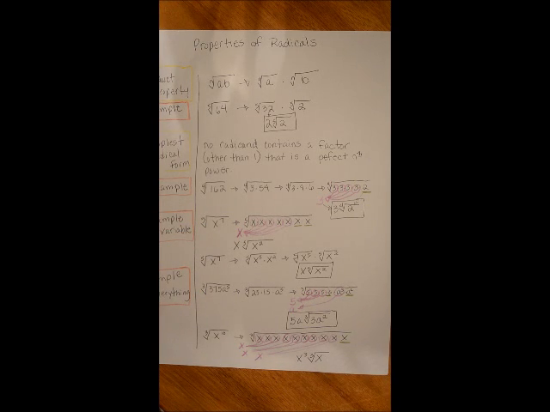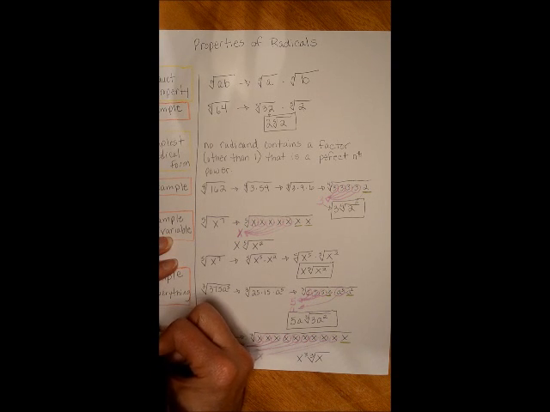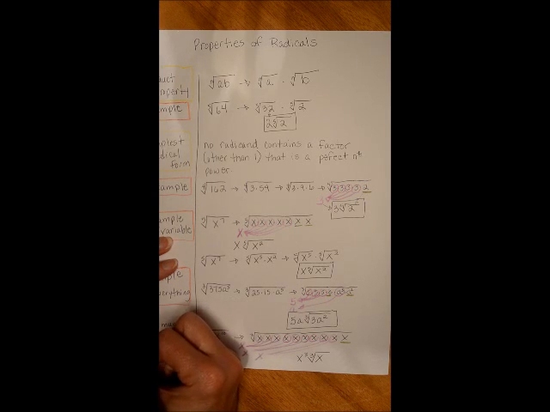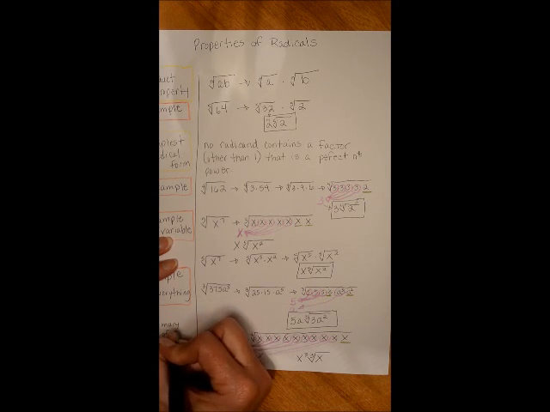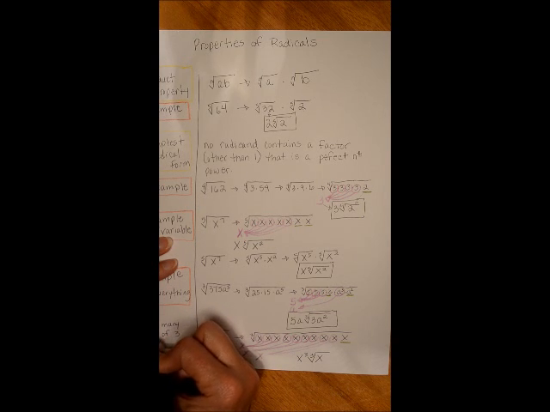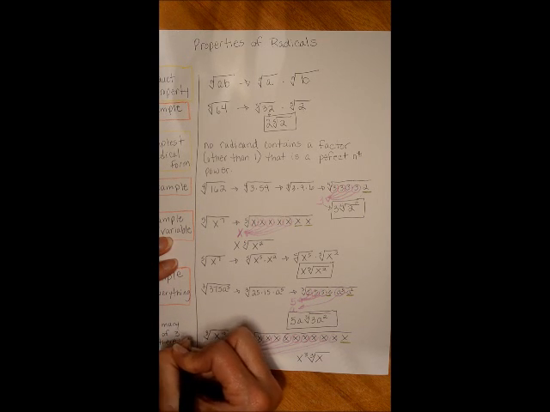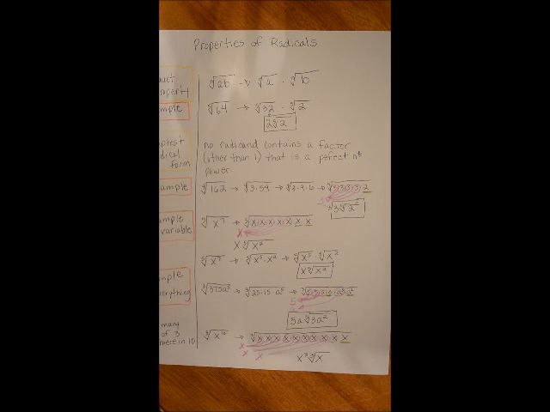Now, here's the other way you can look at it. You can ask yourself this question: how many sets of 3 are there in 10? How many sets of 3 are there in 10? Well, you know what? There's 3, right? There's 3 sets of 3 in 10, right? Here they are. That's where I get my x cubed, and then I have 1 left over. 3 sets of 3, that's going to give me 9. I have 1 left over.